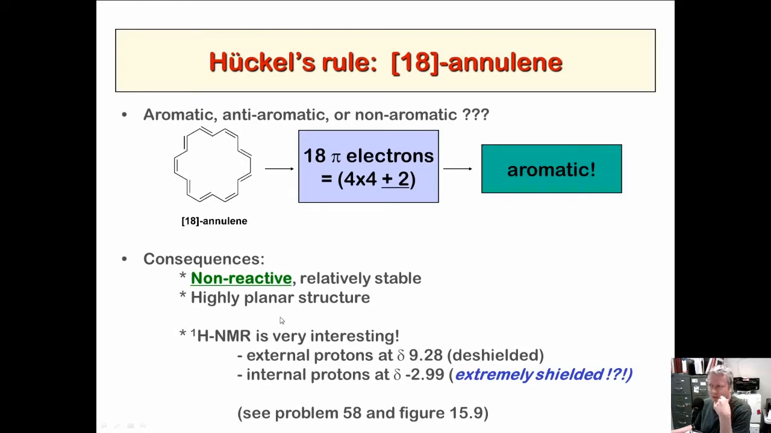The NMR is pretty cool for this one. The external protons are at 9.28. So those are extra deshielded, because normal aromatic is 7 or 8, right? So these are crazy deshielded on the outside. But this molecule also has inside protons, right? It's got protons on the inside. And where do they come? They are insanely shielded. So shielded they go off the scale. They're at negative 3 ppm, which is pretty cool.